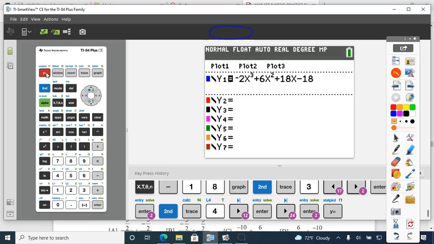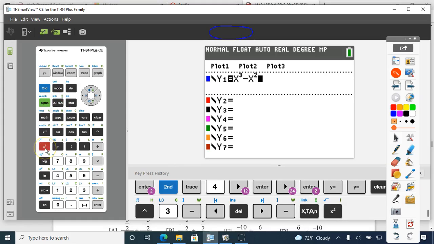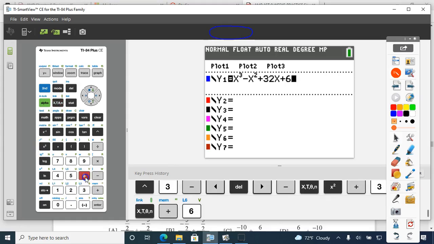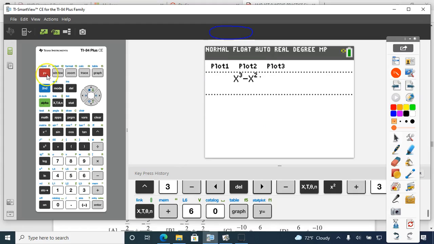figure out the answer. So the first one is x cubed minus x squared plus 32x plus 60, and graph, and it is not crossing at 6, -5, and -2, so that one's not it. Go to the next one.